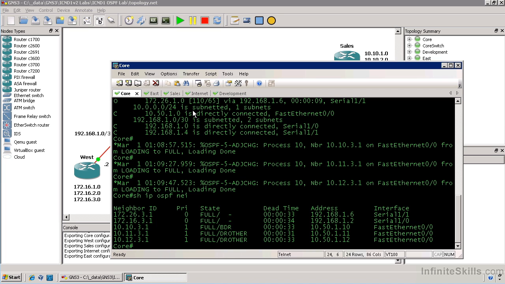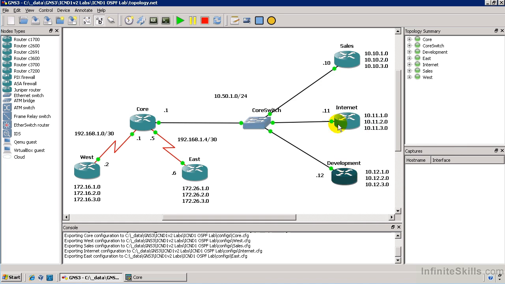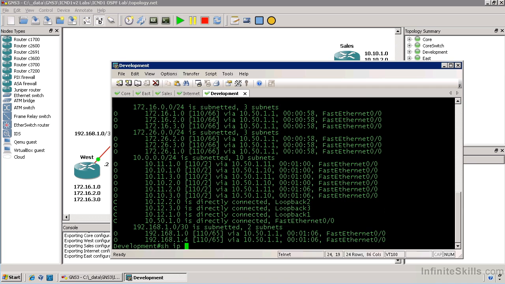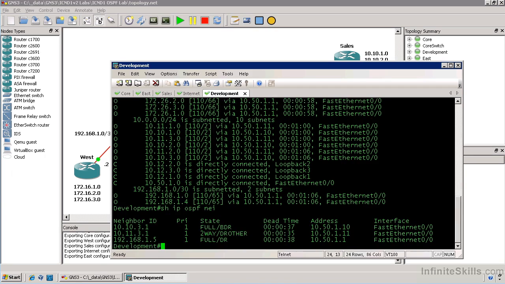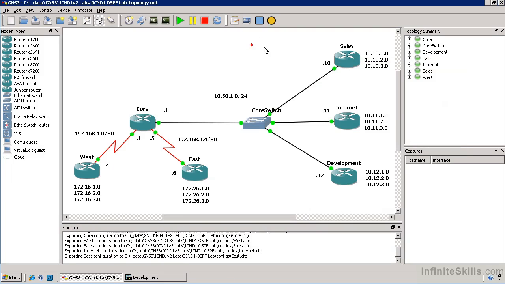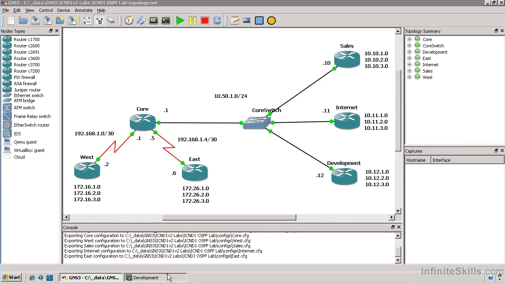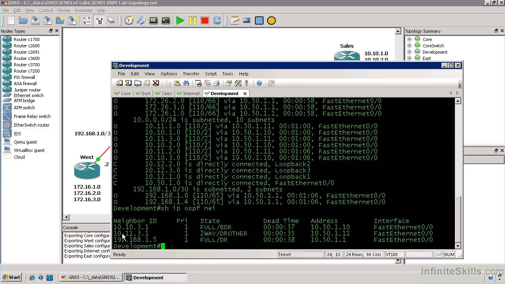Now again, let's go to one of these other routers, the 10.11 or the 10.12. 10.11 or 10.12 is Internet and Development. So let's go to Development again. If we do show IP OSPF neighbor on this guy, we see what appears to be a different neighbor relationship. We have 10.10.3.1, which is the sales router. It is in a full BDR. 192.168.1.5, which happens to be our core router, it is a DR, and you'll notice that 10.11.3.1, it says two-way DR other.